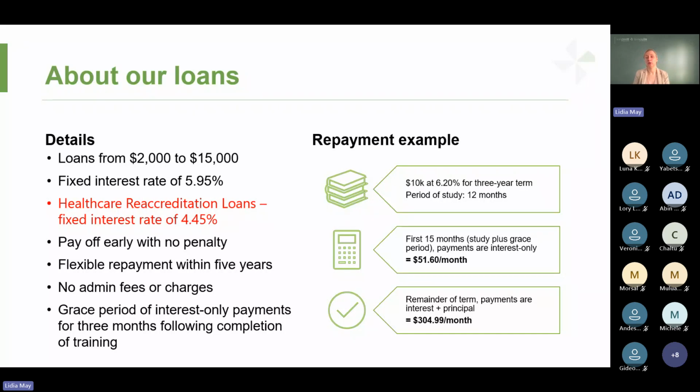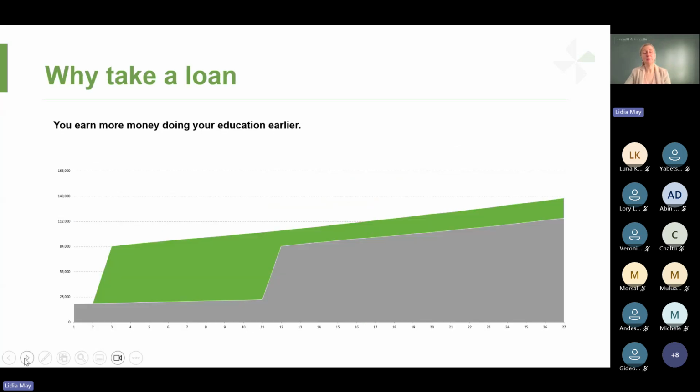Then when you are done with your grace period, we will ask you to pay the principal plus the interest back, and the payments are a little bit more than $300 a month. So our interest rate is simple. We have 5.95 per year. It's not per month, so don't be confused. It's per year. If you're in healthcare, then your interest rate is 4.45 per year as well. So let me switch to the next slide here.